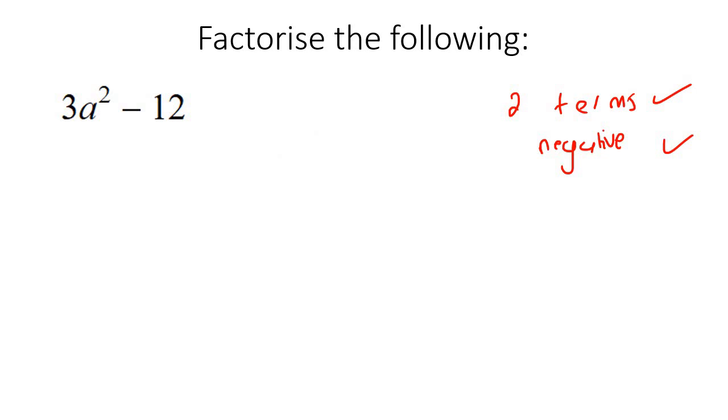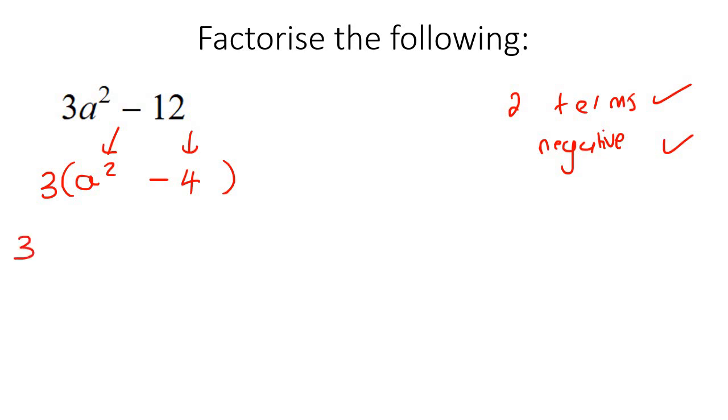What is step number 1 for any type of factorizing? Well done if you remember. Take out a common factor. The number 3 can go into both of those. So we're going to take that out as a common factor, and then you'd be left with a squared minus 4. Now, these are perfect squares.